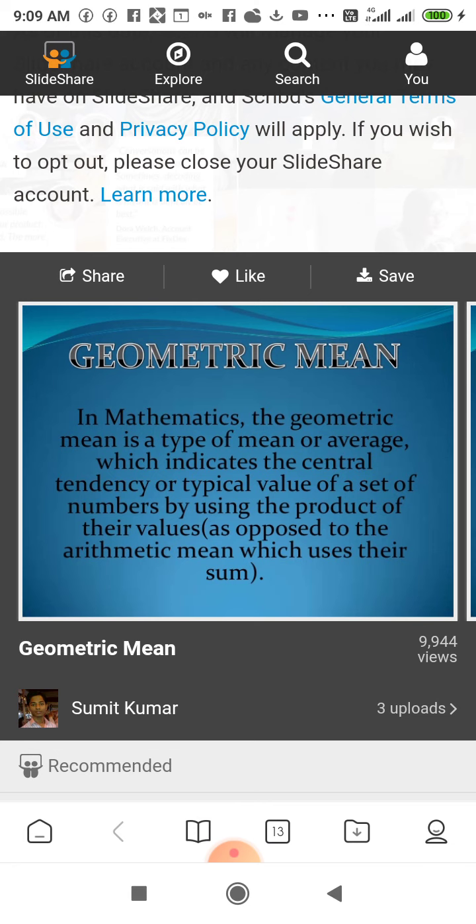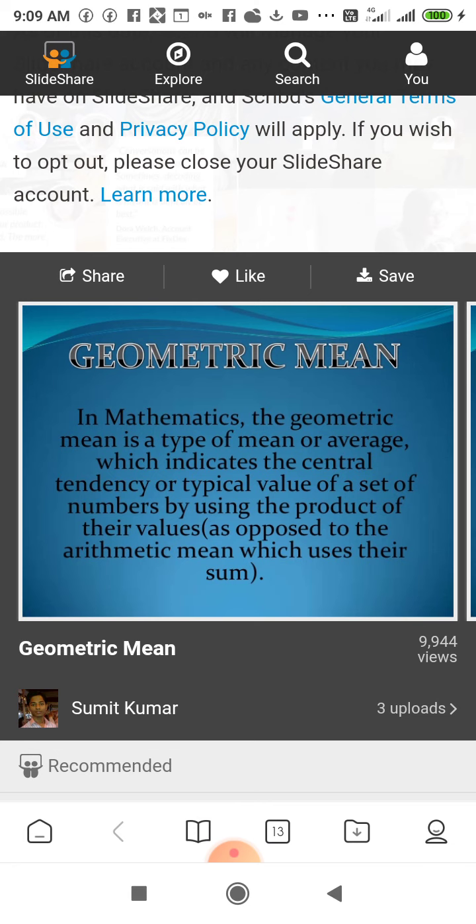Course is Business Mathematics and Statistics, and the session of today is geometric mean. How to find the geometric mean? In mathematics, the geometric mean is a type of mean or average which indicates the central tendency or typical value of a set of numbers by using the product of their values, opposed to the arithmetic mean which uses their sum.